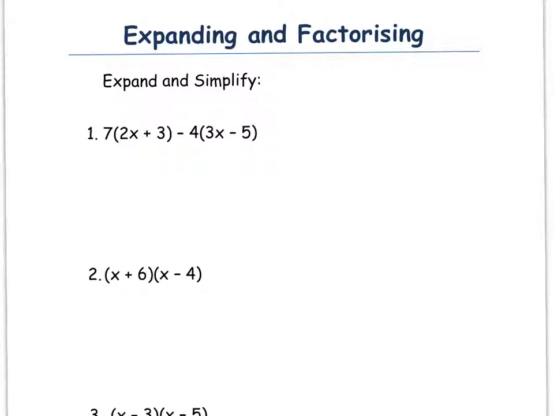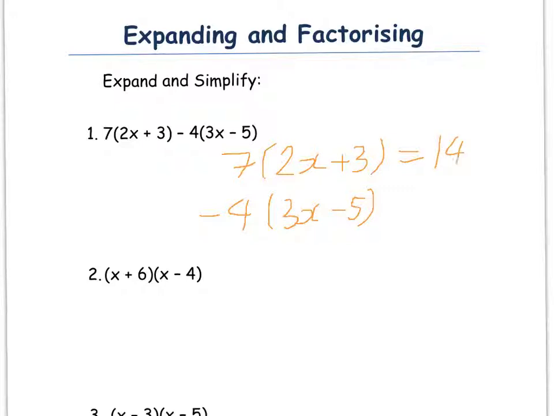We're asked to expand and simplify 7 in brackets 2x plus 3 minus 4 in brackets 3x minus 5. What we want to do in this situation is expand both brackets. So I always do it like this: 7(2x plus 3) and minus 4(3x minus 5). So the top bit expanded: 7 times 2x is 14x, and 7 times 3 is 21.